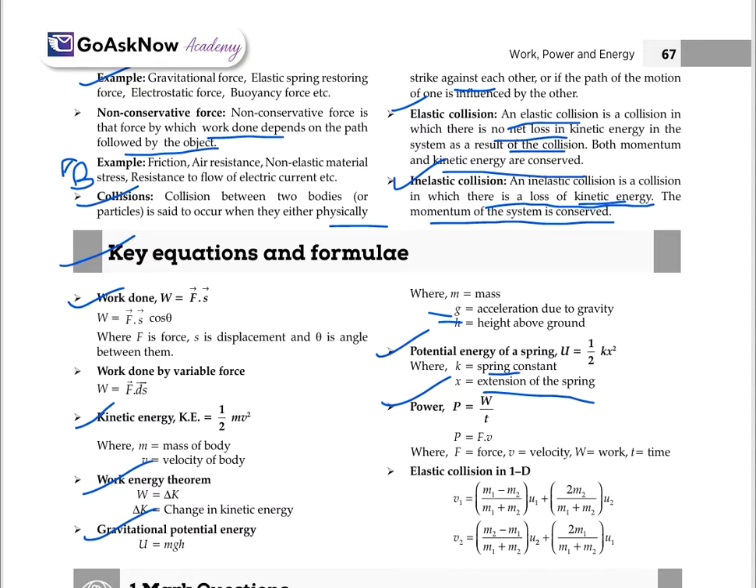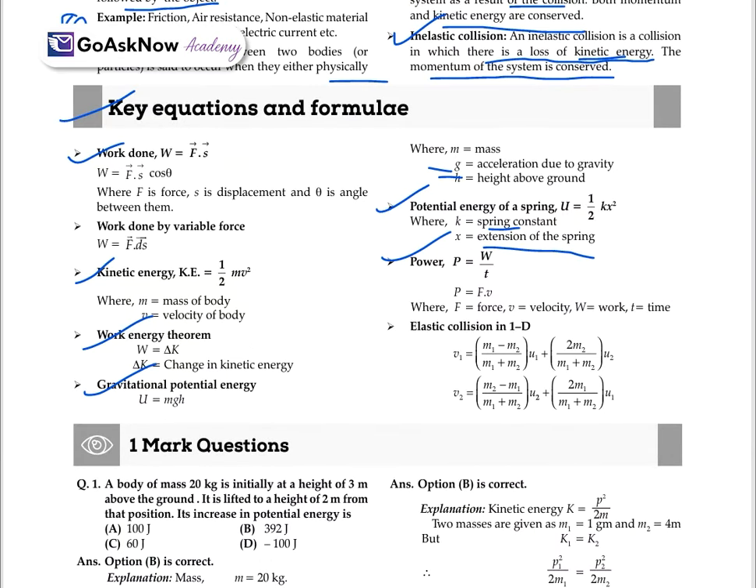Elastic collision in 1D and elastic collision in 2D, but here it is only for 1D. As we know that collision is between two bodies, so we consider two bodies with m1, v1 like this. For elastic collision in 1D, v1 will be equal to (m1 minus m2) upon (m1 plus m2), its whole bracket, times u1, plus 2 m2 upon (m1 plus m2) times u2. You will have to learn this by heart. Then v2 is equal to (m2 minus m1) upon (m1 plus m2), its whole bracket, times u2, plus 2 m1 upon (m1 plus m2) times u1.